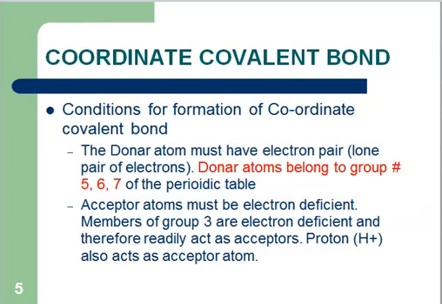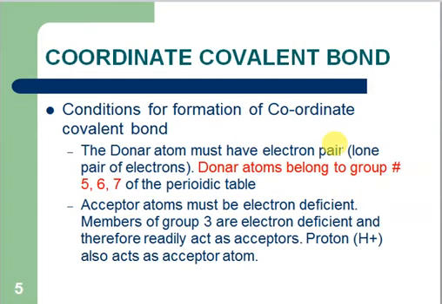So let's consider which types of atoms form a coordinate covalent bond. In order to form a coordinate covalent bond, it is necessary to have an atom that has the ability to give an electron pair. Right? Who can donate an electron pair? Only those atoms can donate an electron pair which have lone pairs of electrons. So we must have one atom that has a lone pair of electrons.